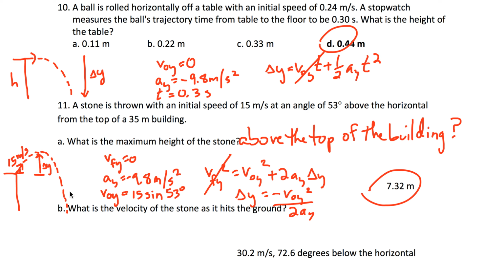And part B, what's the velocity of the stone as it hits the ground? So it's hitting the ground right here. It's going at an angle. So that velocity has an x and a y component. So we need to find each of them.